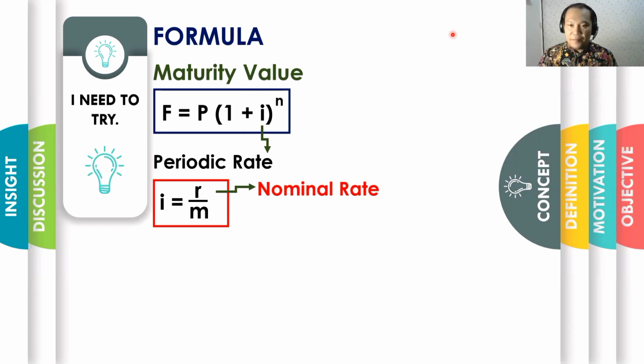But actually, if the given problem talks about compounded quarterly, compounded semi-annually, or compounded monthly, therefore, we have what we call the effective rate, which is different from the nominal rate, because the effective rate talks about the total accumulated rate for 1 year, unlike the nominal rate, which is the rate annually. Okay?